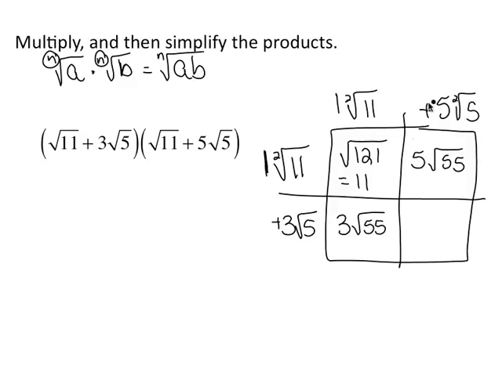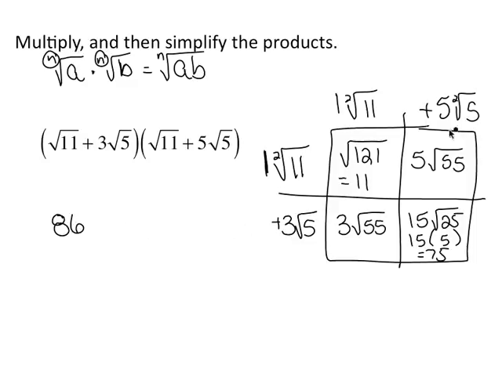And then 3 times 5 is 15, and then square root of 25. But the square root of 25 is equal to 5. So now we have 15 times 5, which is equal to 75. So now we can add the 11 and the 75, and we get 86.